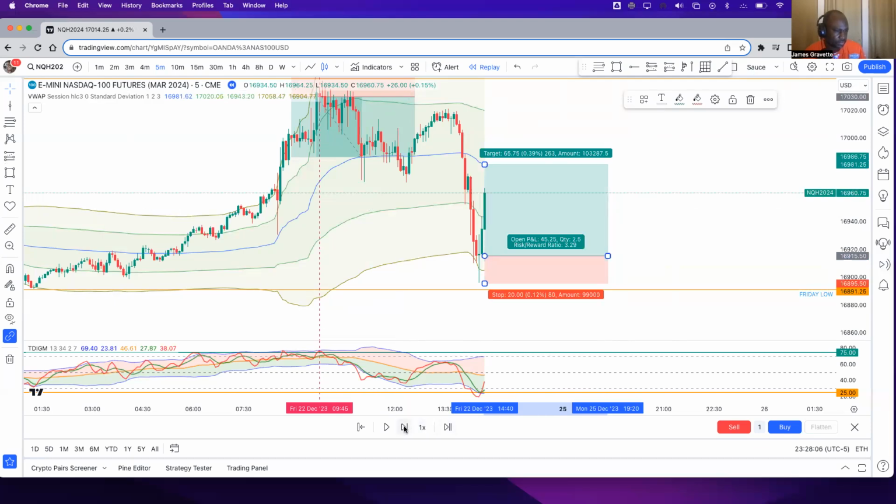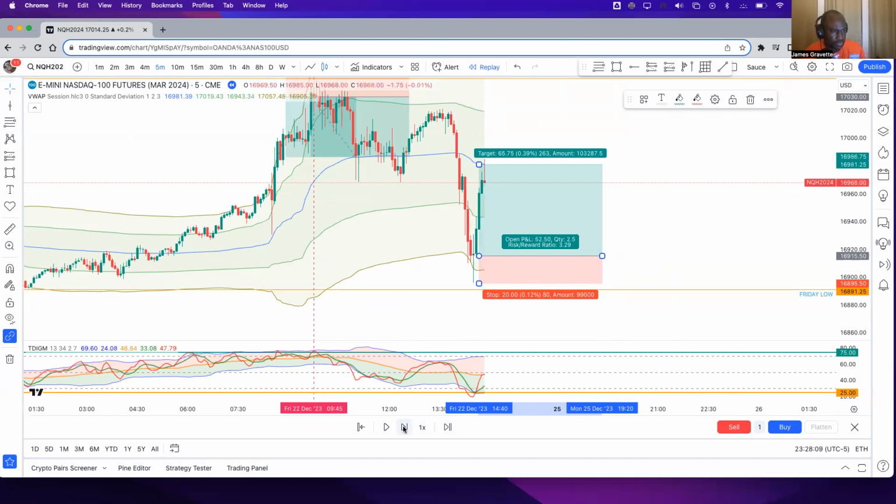Let's see that. And it hit. So we get out at 65.75 pips, which would have been $821.80, plus what was made earlier, $537.50, which is $1,360 for two trades.